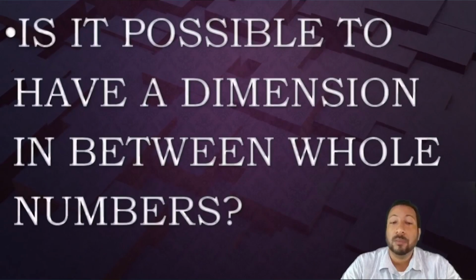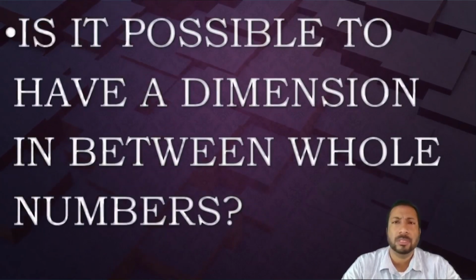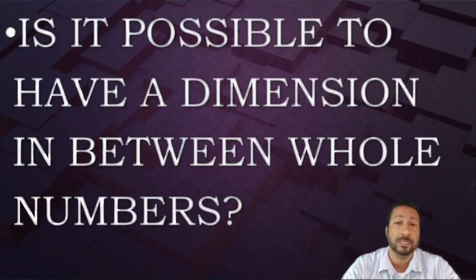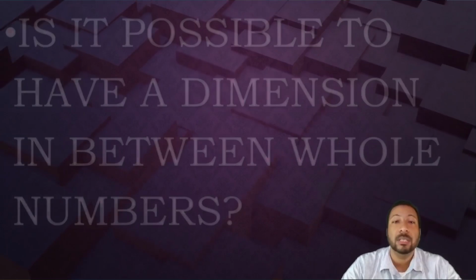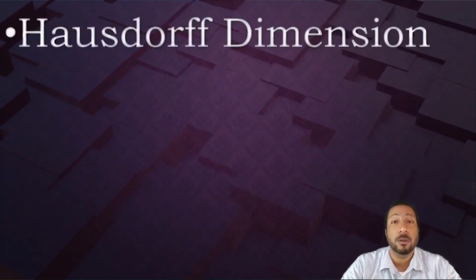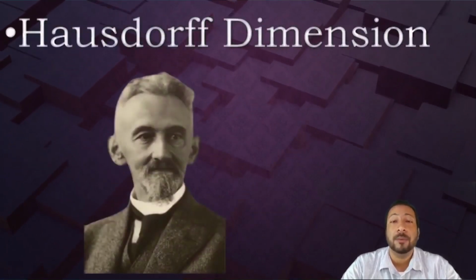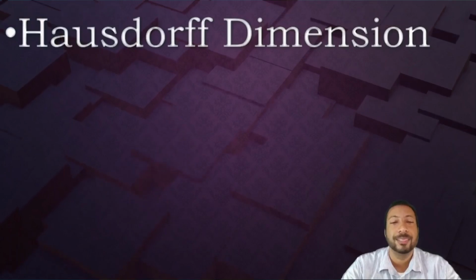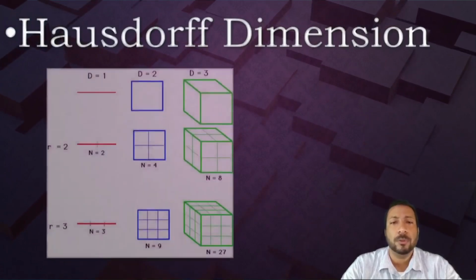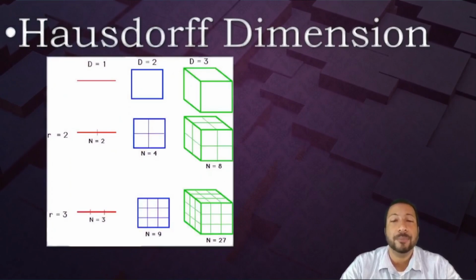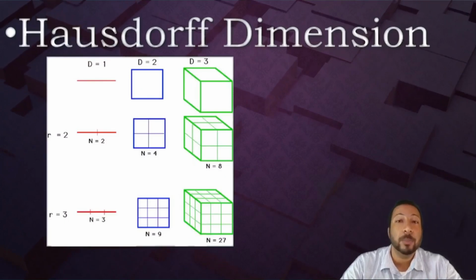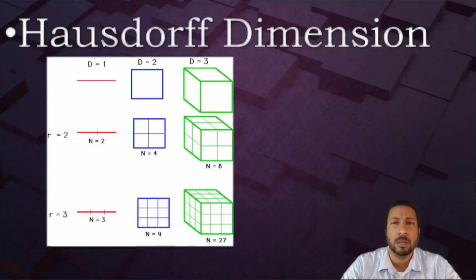Is it possible to have a dimension in between whole numbers? Because all those examples we saw just now were whole number values of dimensions. Well, to answer that question, let's look at what is called the Hausdorff dimension, named after German mathematician Felix Hausdorff. So, Mr. Felix Hausdorff, he looked at things a little differently. He looked at scaling and copying to produce dimension. What do I mean by that?